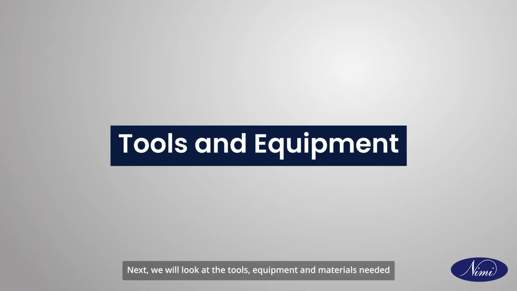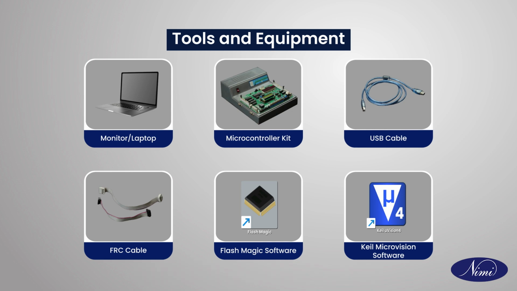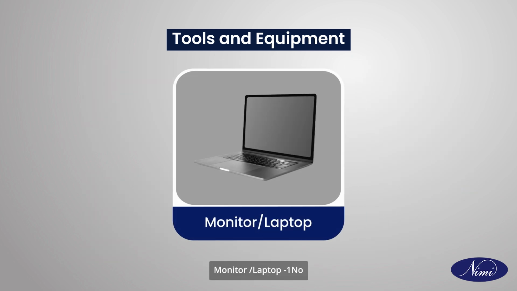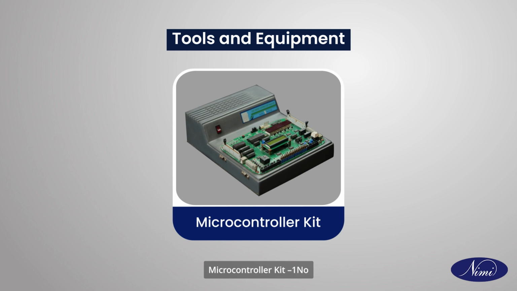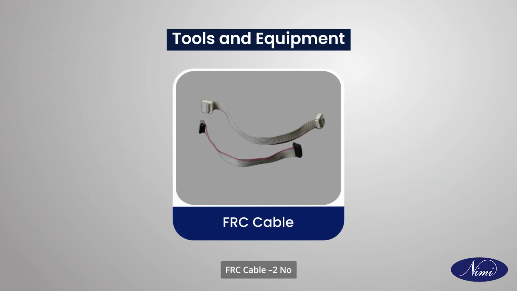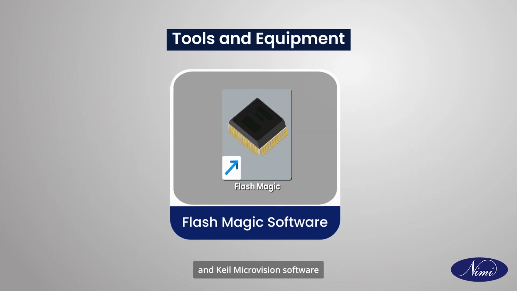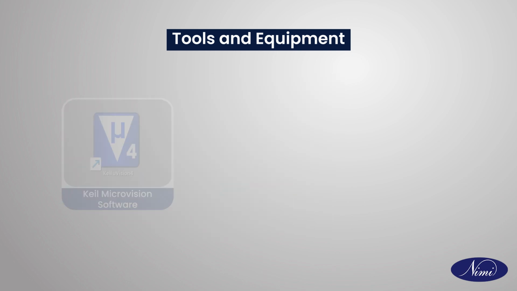Next, we will look at the tools, equipment, and materials needed to demonstrate the port pins of the controller and configure the ports for input and output operation. For this, you will need the following: monitor or laptop 1 number, microcontroller kit 1 number, USB cable 1 number, FRC cable 2 numbers, FlashMagic software, and Keil Microvision software.